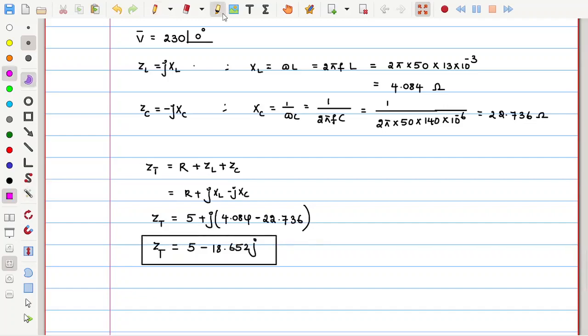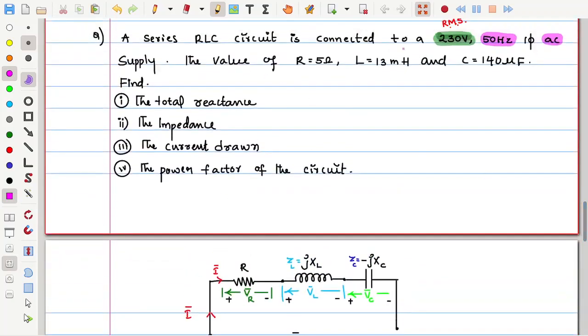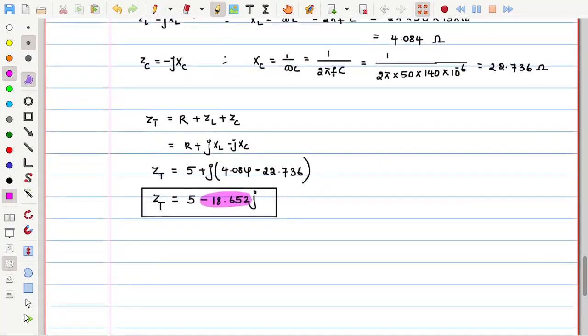The value is minus 18.652. This is generally referred to as the total reactance offered by this circuit. This series RLC circuit has two reactive elements. One is offering XL, another is offering minus XC. So when you combine them in the total impedance, the imaginary part is referred to as the total reactance.